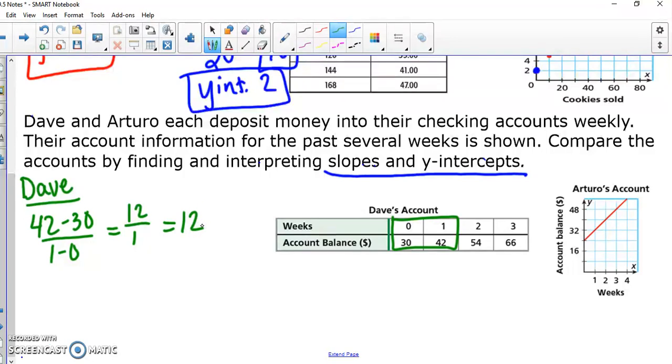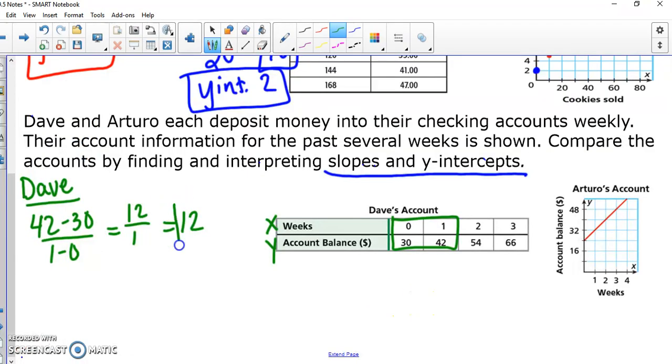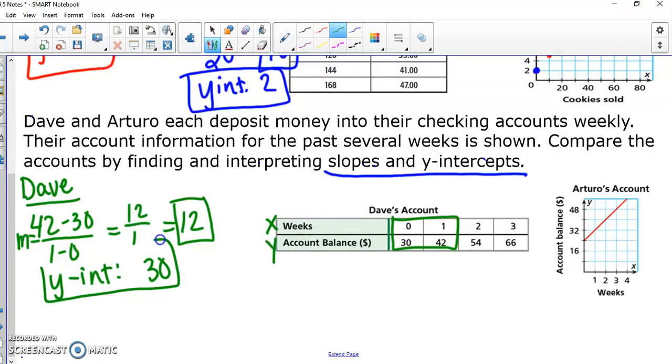His y-intercept, remember, is when x equals 0. Think of this as your x, this is your y. So when x is 0, y is 30. There's my 12 for my slope, and my y-intercept is 30. Let's label that: my slope of 12, y-intercept of 30.